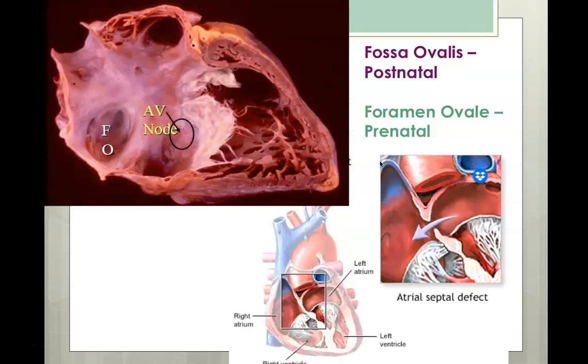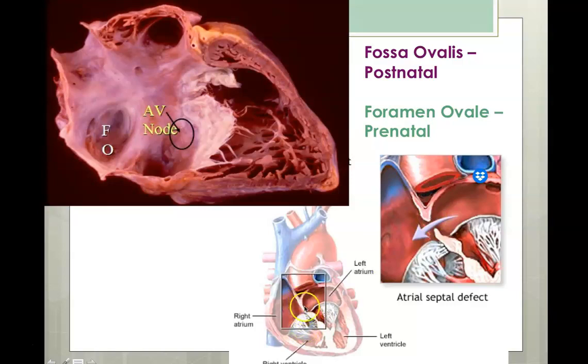So the fossa ovalis is what we see postnatally. When we were a fetus within our mother, we actually had a hole in our heart, and this was called the foramen ovale. So blood would be able to shift from the right atrium into the left atrium. And so as we're born, this has a little flap that will close up this wall and become a depression known as the fossa ovalis.